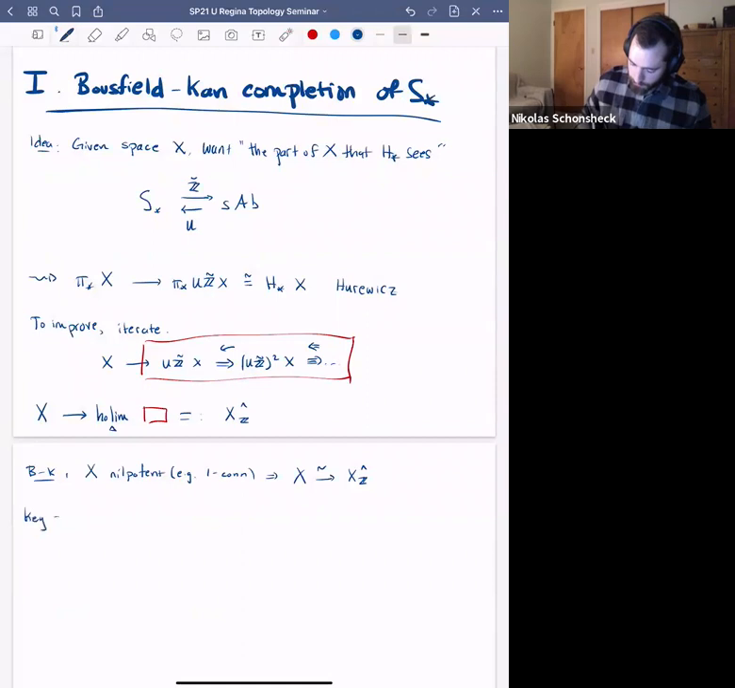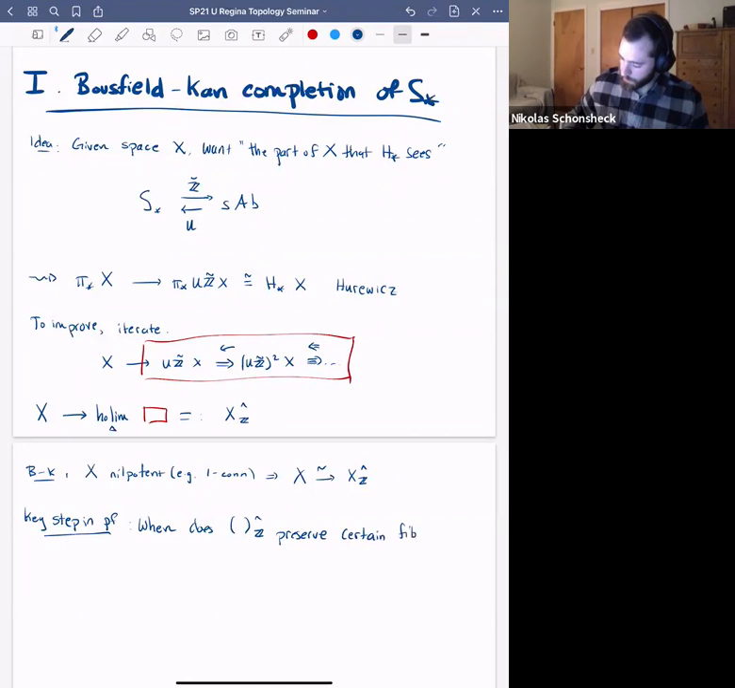And a key step in their proof is to understand when completion preserves fiber sequences. So when does applying this construction preserve certain fibration sequences? What they ultimately show is that completion preserves principal fibration sequences. And to get this statement, we can use the characterization of nilpotent spaces as having a Postnikov tower that's built from principal fibrations. Once you know completion plays nicely with respect to those, we can induct up the tower and conclude that X is complete.